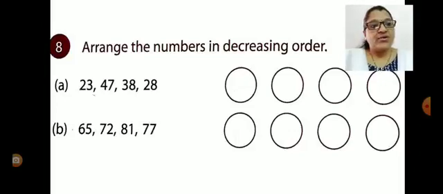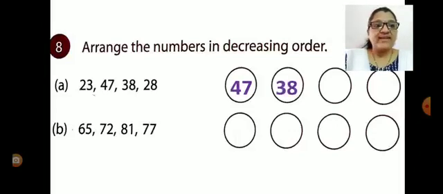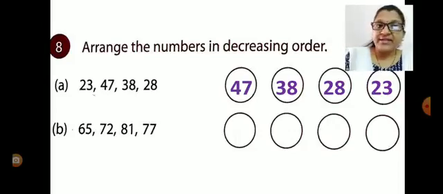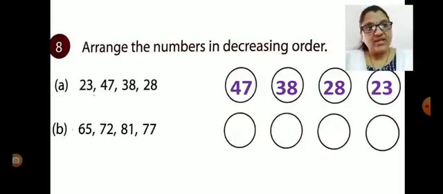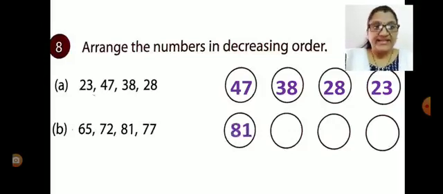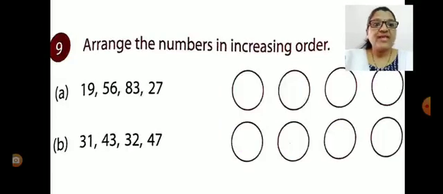Arrange the numbers in decreasing order. The numbers given are 23, 47, 38, 28. In decreasing order, children, we arrange the numbers from biggest number to smallest number. So we have to arrange the numbers as 47, 38, 28, 23. Next example, 65, 72, 81, 77. So decreasing order will be 81, 77, 72 and 65.